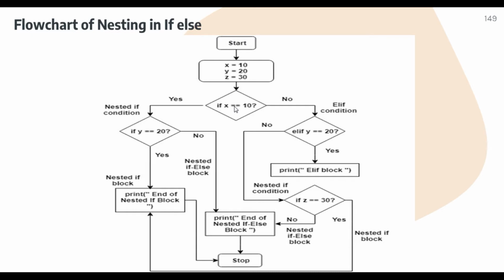Yes, according to this our test condition is true, so control will pass to this particular comparison. Here if y double equals 20, there are again two outcomes, yes or no. It is true, because the given value of y is 20. So the control goes to this print box. We know y equals 20, so it is true. This is the nested block of the particular if condition, and it will say end of nesting of the if block. At last, it transfers the control to stop.